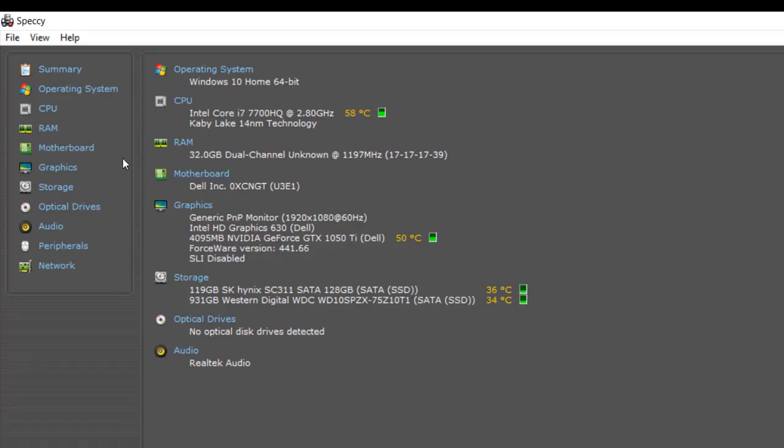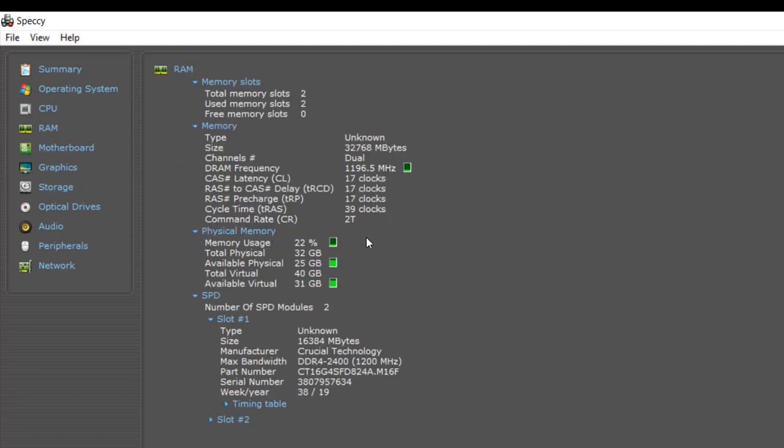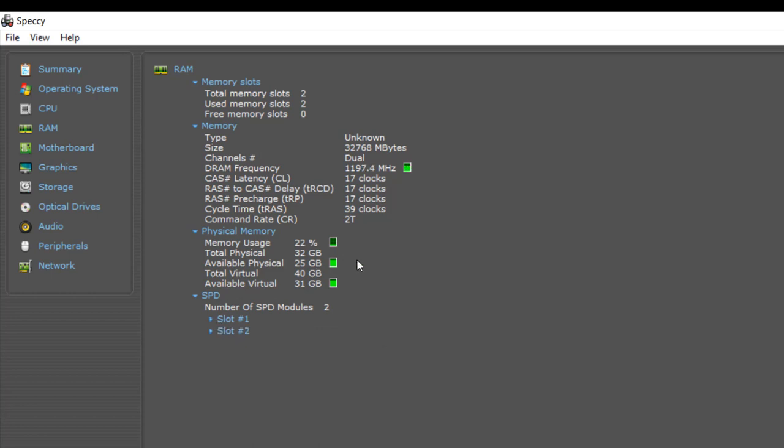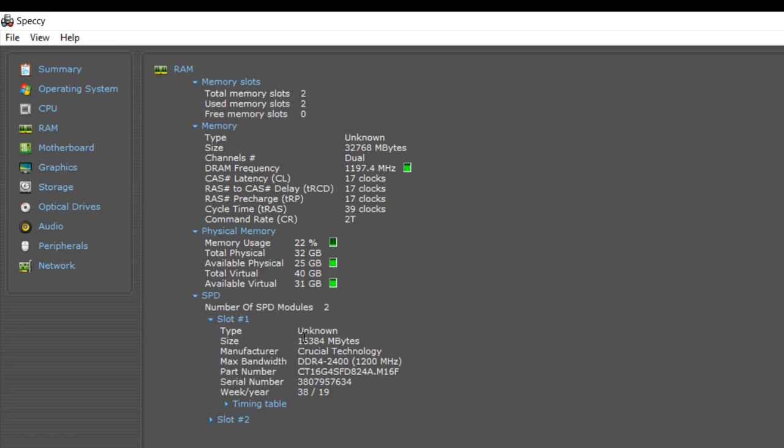So, let's check on the memory again. Here you can see we now have the 16 gigabytes of RAM. Not 16, 32 gigabytes of RAM. Two memory modules of 16 gigabytes each. These were manufactured in the 30th week of 2019, which would be around October-ish. And yeah, more memory.